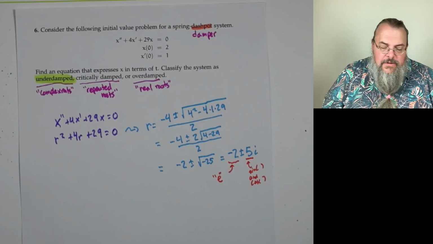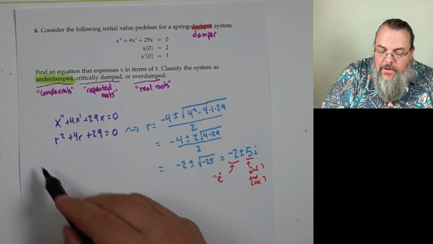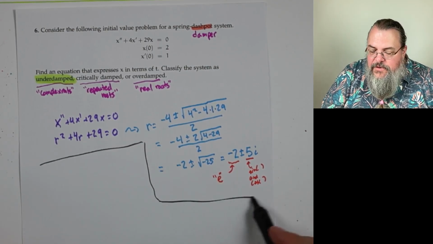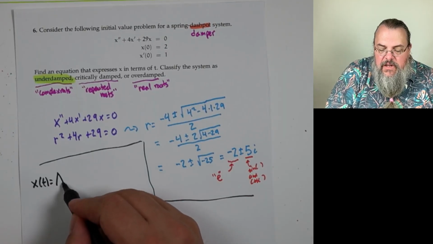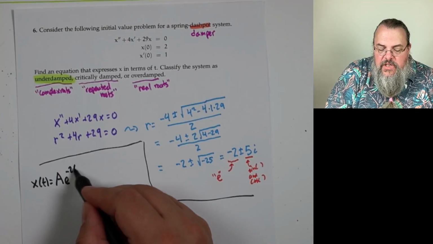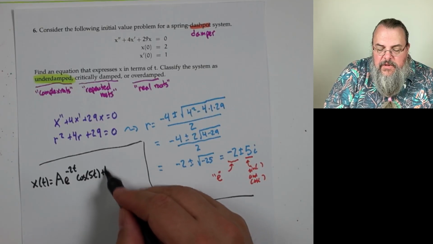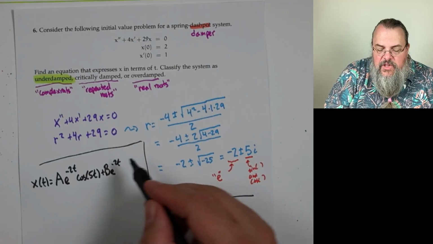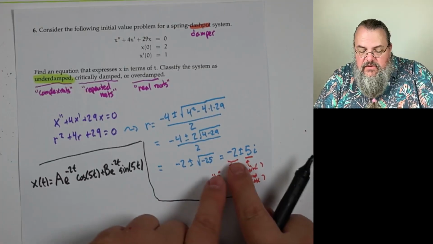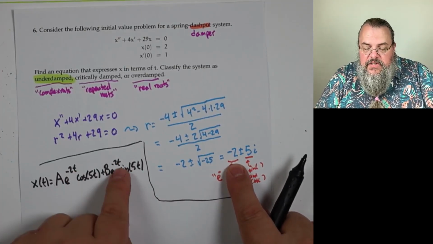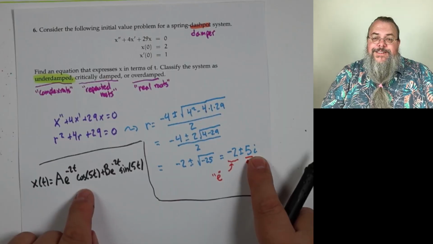So now we can say generically, what does a solution look like? Well, now that we have the roots, our generic solution looks like x of t is some constant A, e to the minus 2t, cosine 5t, plus some constant B, e to the minus 2t, sine of 5t. Right? The minus 2's go inside the exponential parts. The 5, because it's attached to the i, goes inside the trig parts.